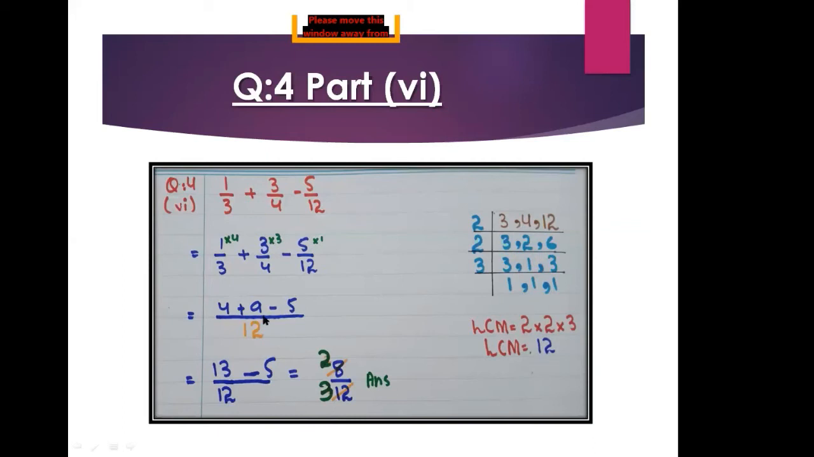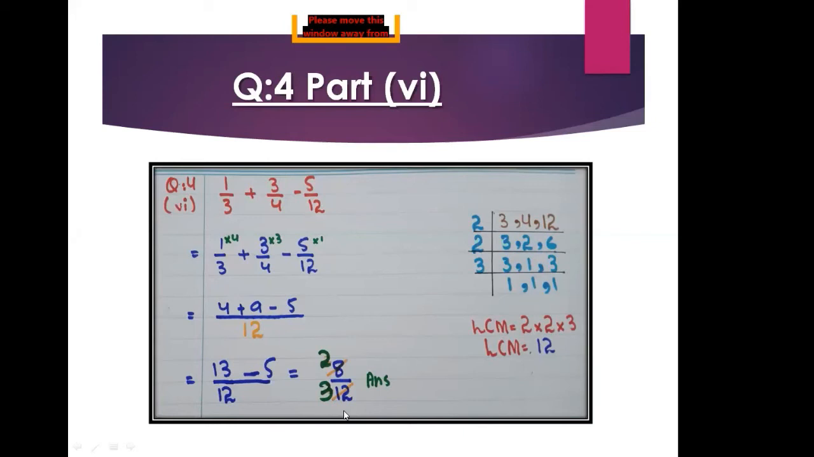Now in this, we have two operators, addition and subtraction, both are there. So first we have to add these two numbers, 4 and 9, and then we have to subtract. So 4 plus 9 equals 13. Now minus 5. 13 minus 5 equals 8. 8 over 12.